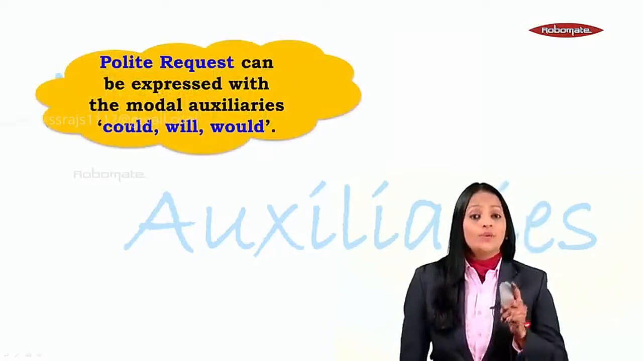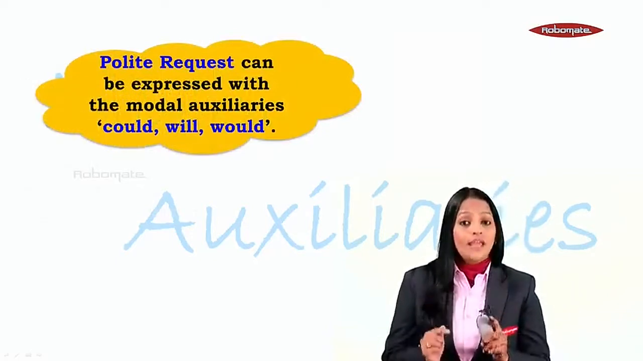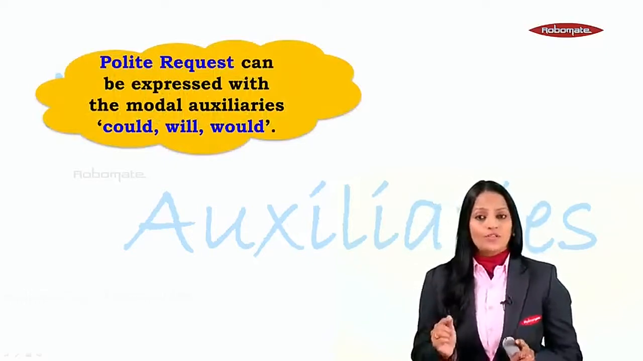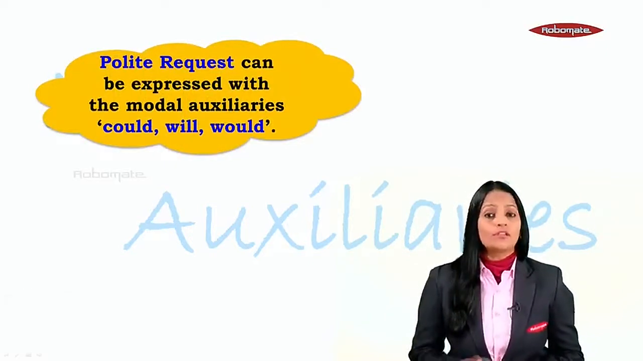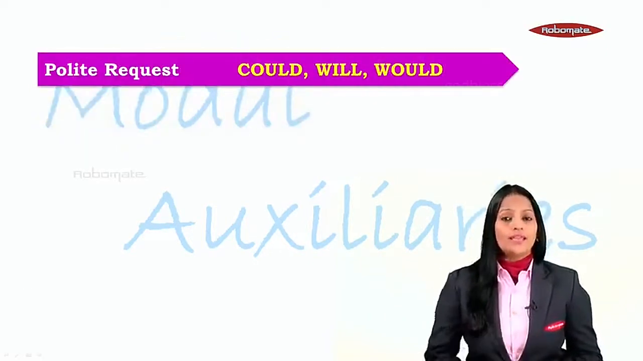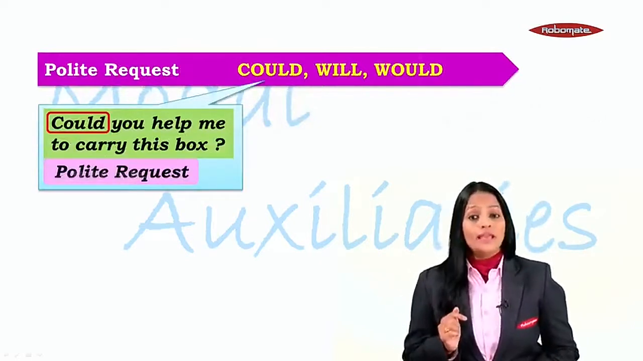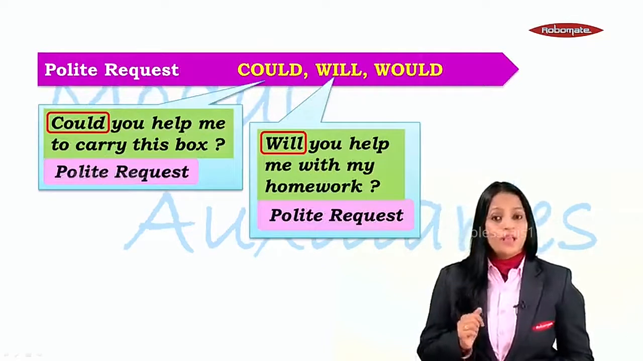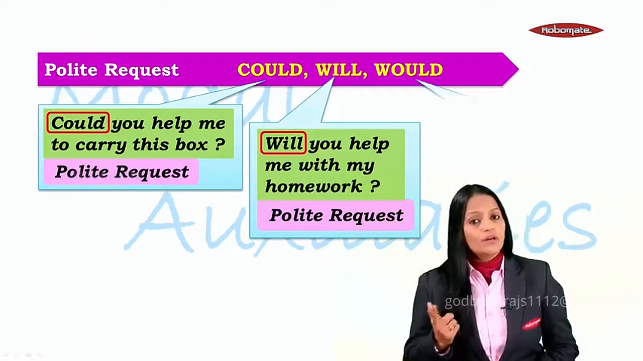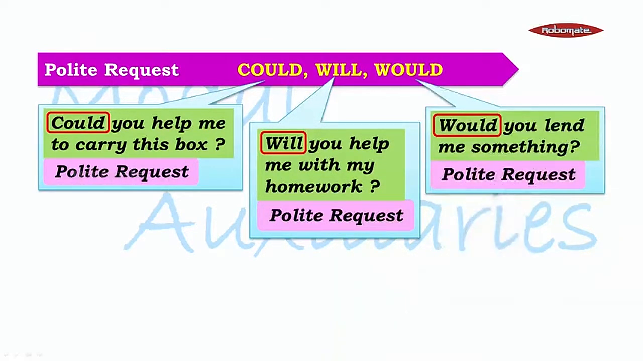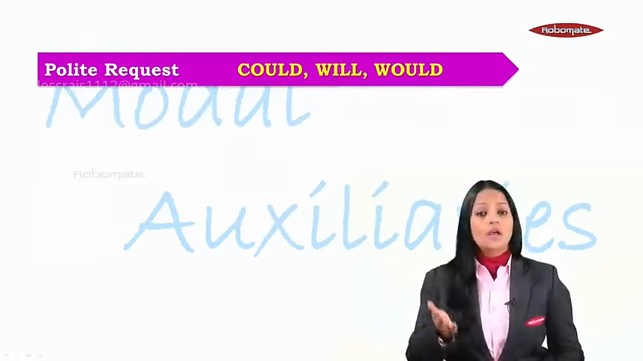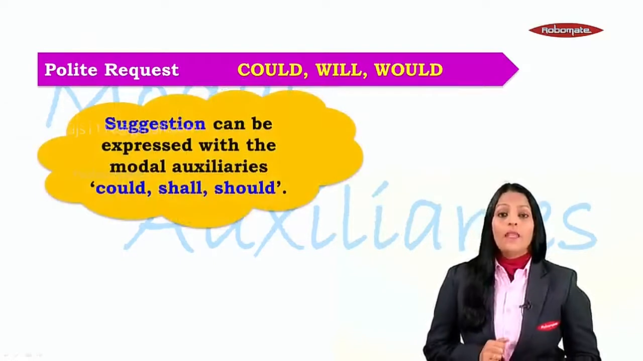Polite request, we saw polite request. It was there in 3 different types of modal auxiliaries. So it is expressed with modal auxiliaries could, will, would. Let's take the examples which we've already studied. Could you help me carry this box? Polite request. Will you help me with my homework? And would you lend me something? So we can see that polite request is expressed by could, will, and would.